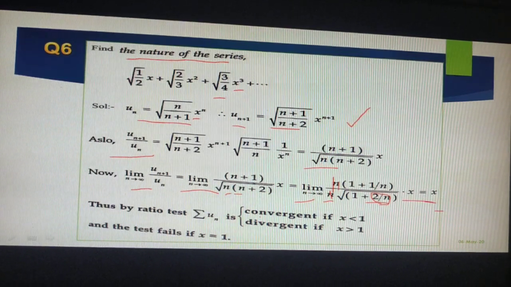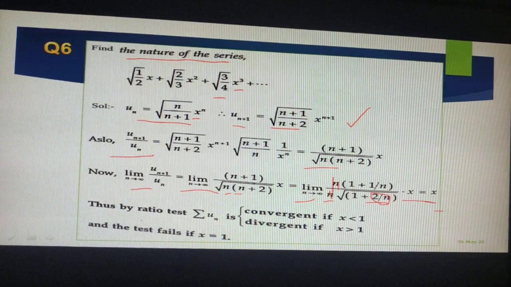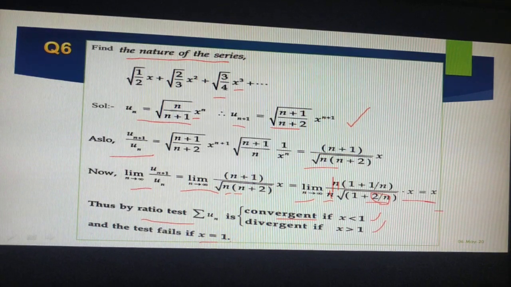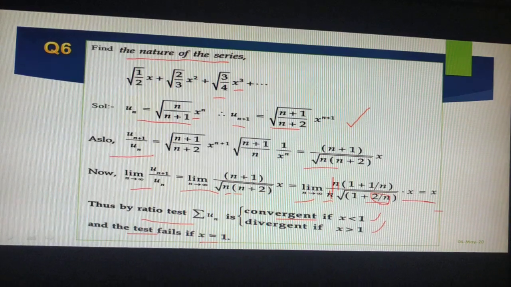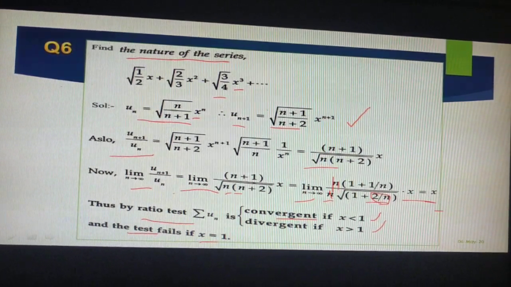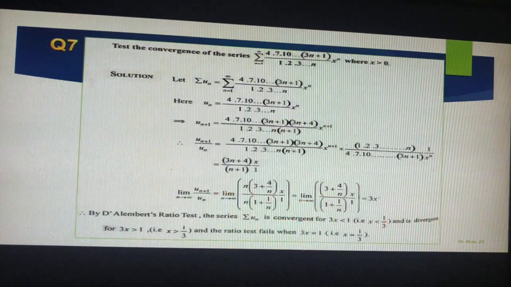So here x is an unknown variable, we can't decide. Simply, as per our ratio test, it is convergent if this limit is less than 1. It is divergent if it is greater than 1. Suppose x is equal to 1, then definitely this D'Alembert ratio test is going to fail.